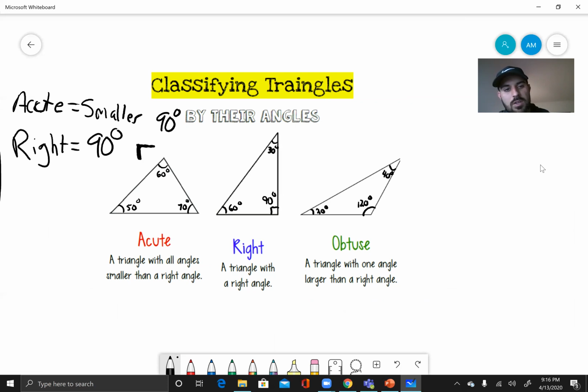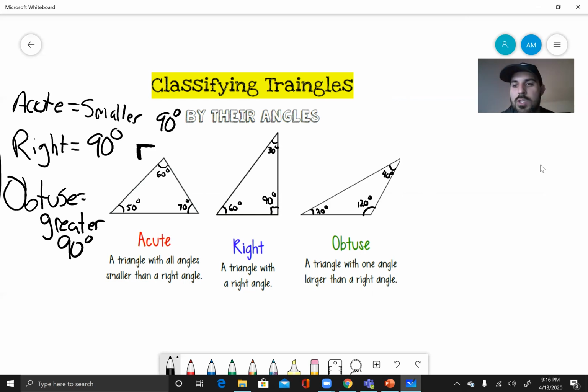Once you see a boxy look here, that would be a symbol to represent a 90-degree angle. Then we have our biggest angle, which would be anything greater than 90 degrees, 91 and up, which would be called our obtuse angles. Our obtuse angles, those would be anything greater than 90 degrees.